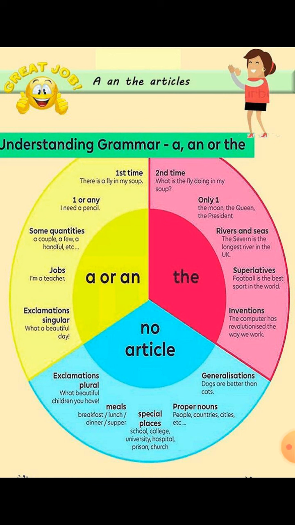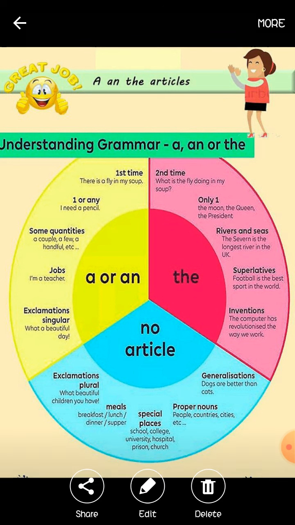Today we are learning the correct use of the articles a, an, or the. As we know, a or an means only one thing or one article, and the is used to specify something. Let us learn what is the difference between them.